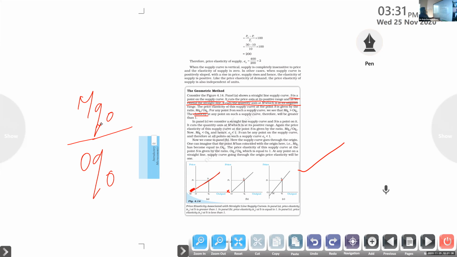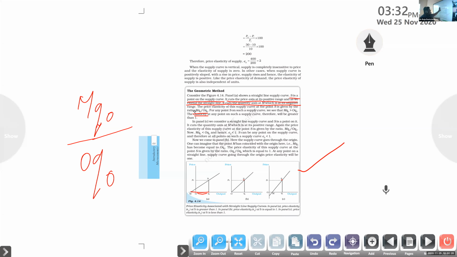For any point, the elasticity at point S is given by the ratio MQ0 divided by OQ0. At any point S on the supply curve, we see that MQ0 is greater than OQ0. See here, the length of the line MQ0 is greater than the length of the line OQ0. Yes or no? Check it in the graph there. You can easily understand that, right? So MQ0 is greater than OQ0.